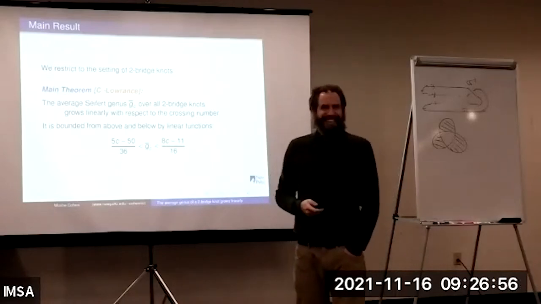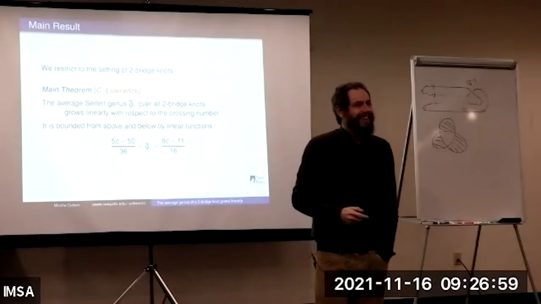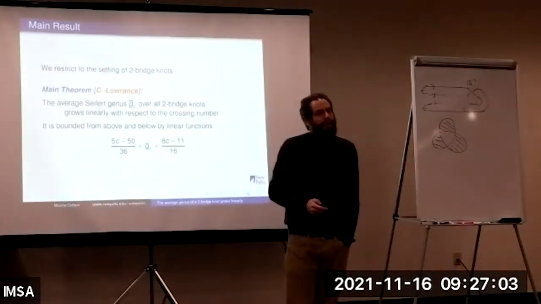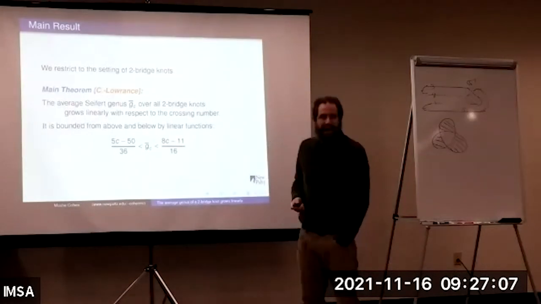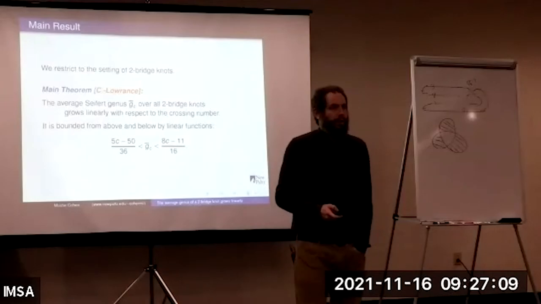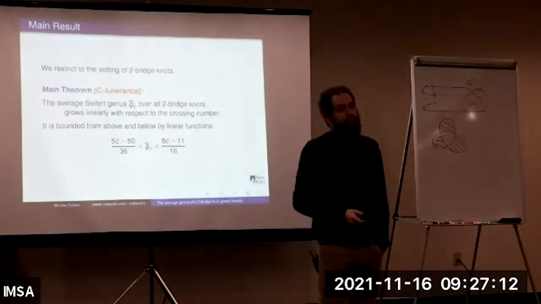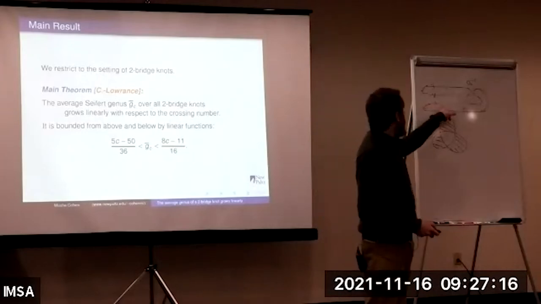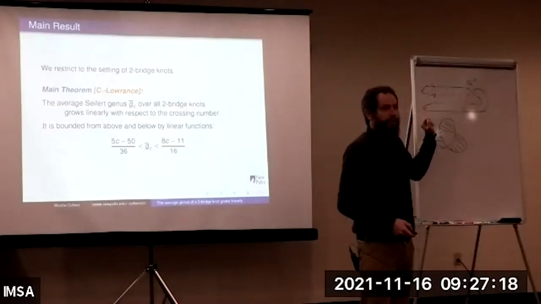Awesome. Yeah. Just a quick question about two bridge knots. Is every two bridge knot achievable by a four strand braid plat closure? I think we don't even need, I think just three strand braids. And with three strand braids, you can get this kind of alternating picture. Yeah, like this.